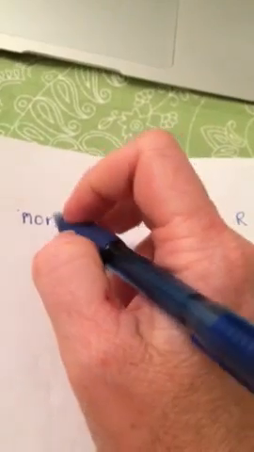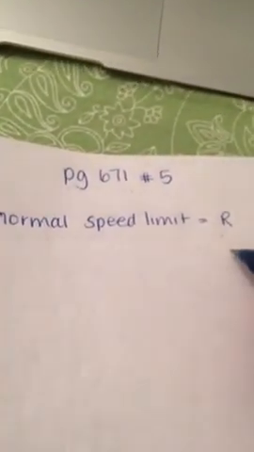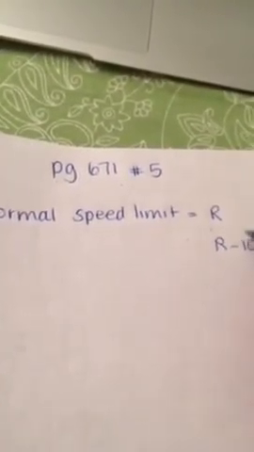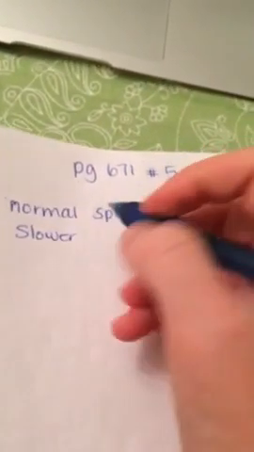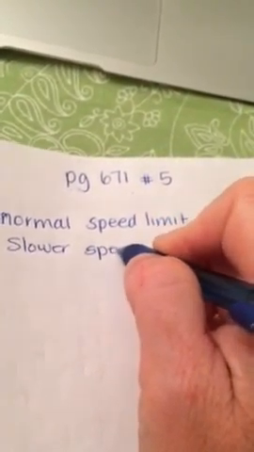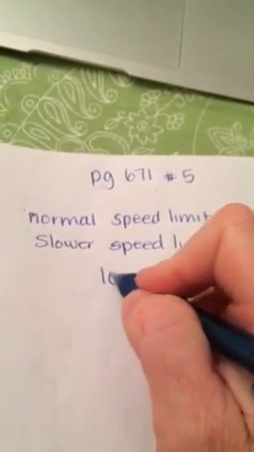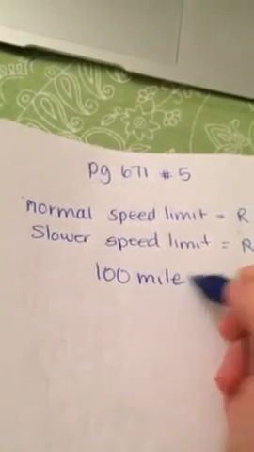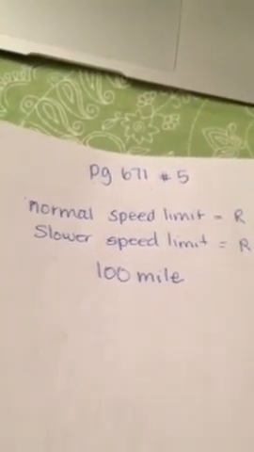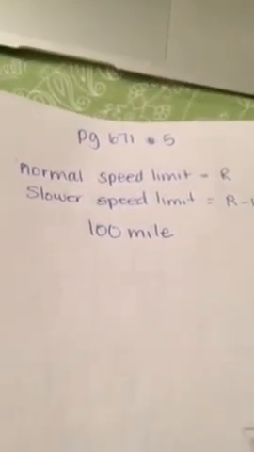Okay, so the lower speed limit would then be R minus 10. So the slower speed limit. Okay, so now we know that there's a 100-mile stretch that we're comparing. We're comparing them, but we're comparing the times.